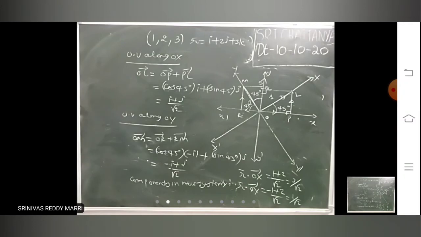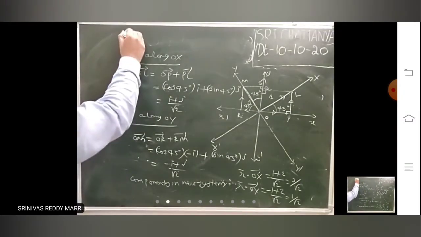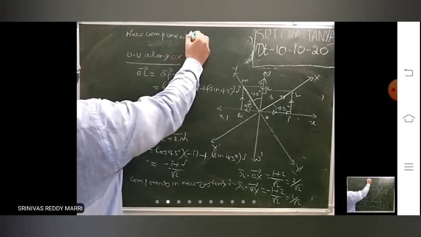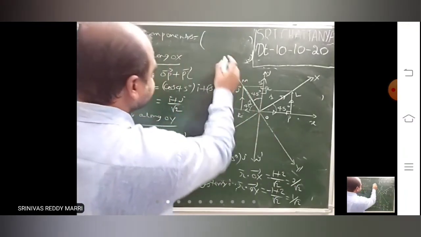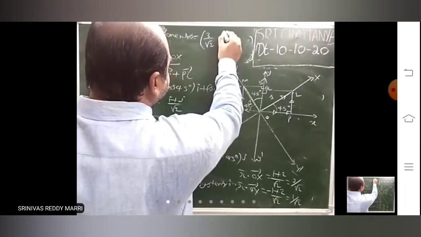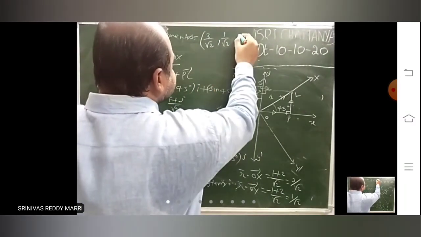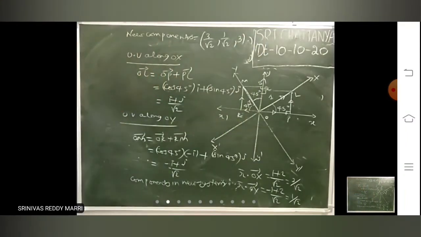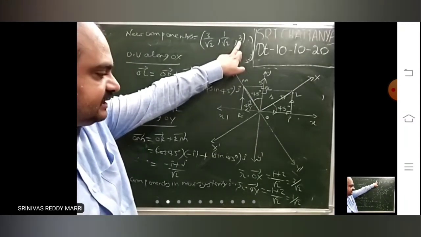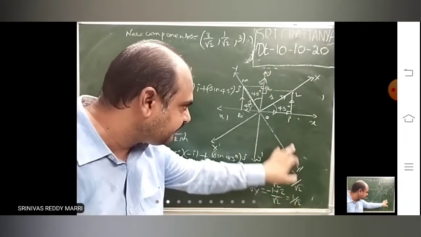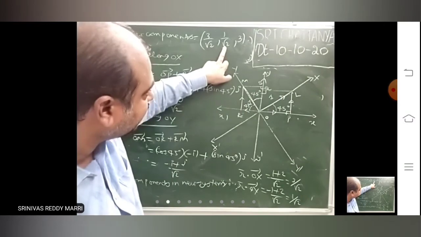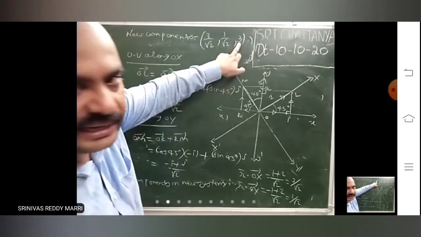Therefore, what are the new components? X component is 3 by root 2. Y component is nothing but 1 by root 2. Z axis is fixed, Z axis is not changing, so this is 3 only. New component means along OX its component will be 3 by root 2, along OY its component will be 1 by root 2, along OZ its component remains same.